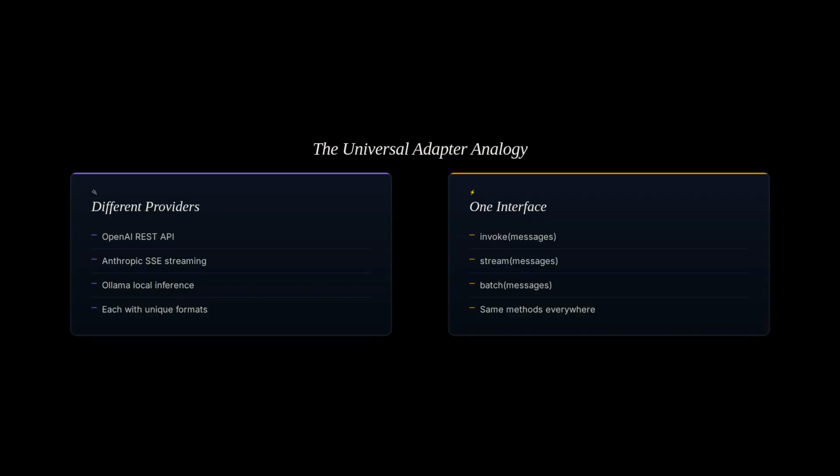Think of it like a universal power adapter. Different countries have different outlets. American 110 volt, European 230, British 240. But a good adapter gives you the same interface regardless of what you plug into. LangChain does this for LLMs. OpenAI uses REST, Anthropic streams over server-sent events, Llama runs locally. You just call invoke or stream, and it works.